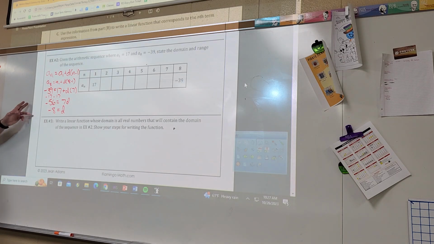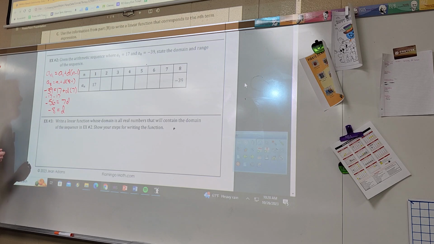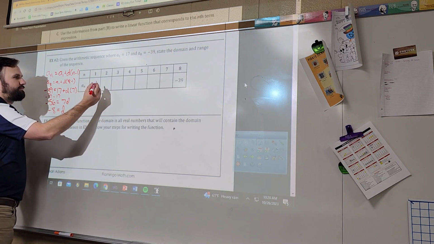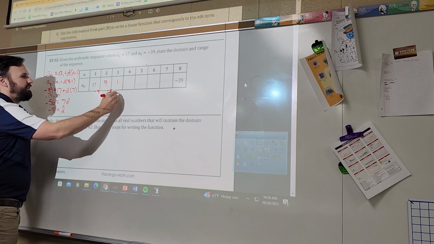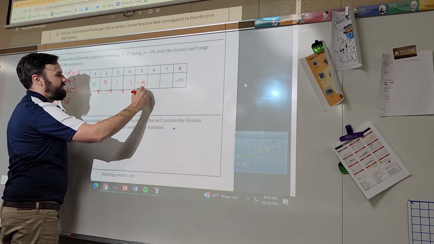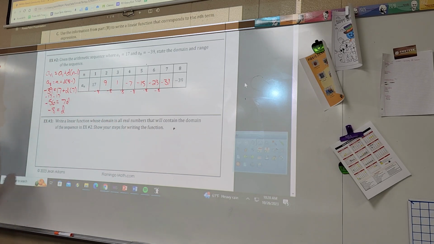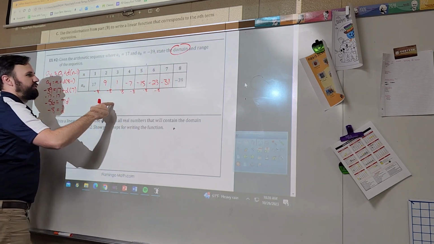Get used to it, a lot of times they'll give you two terms, and remember you can always plug in one of your terms and see what happens. So now that I know it's -8, can I get this bottom row? Yeah. What do I do each time? Subtract 8. Subtract 8. Subtract 8. Subtract 8. Subtract 8. Subtract 8. Phew, it works. Ta-da! Why did I do that? What's my domain of this?